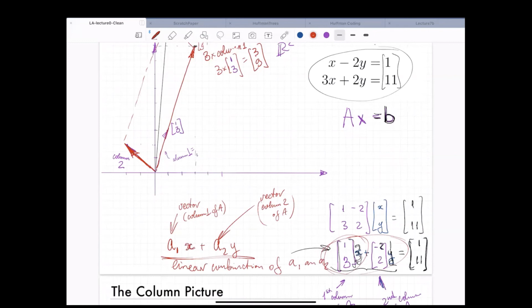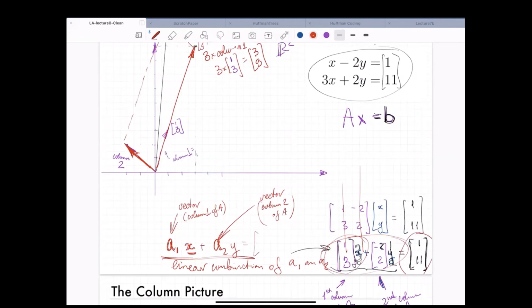These x and y's are scalars. These are just numbers. They're not vectors. These are not pairs of points. X and y's are numbers, and A1 and A2 are the columns of A, written down as vectors. So when I scale up these columns and add them up, I better get the right-hand side, 1, 11.